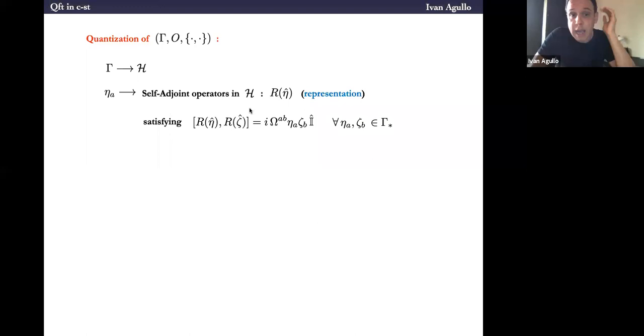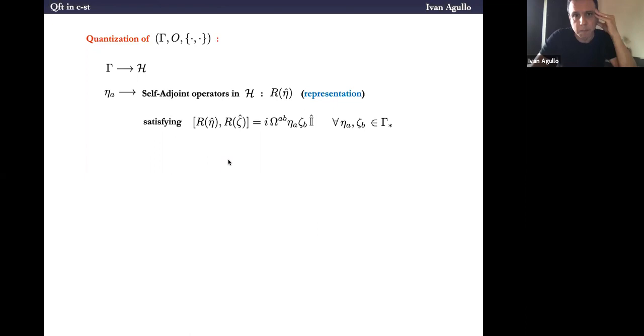The Poisson bracket goes to commutators, and we have exactly the same as in the classical theory, except that we need to add an i. The reason is that, remember, the commutator of any two self-adjoint operators is anti-self-adjoint. So for this equation to make sense, we need to add an i to the classical Poisson brackets. So if I am able to build that Hilbert space and a representation satisfying these algebraic conditions, I would say I have quantized the theory.